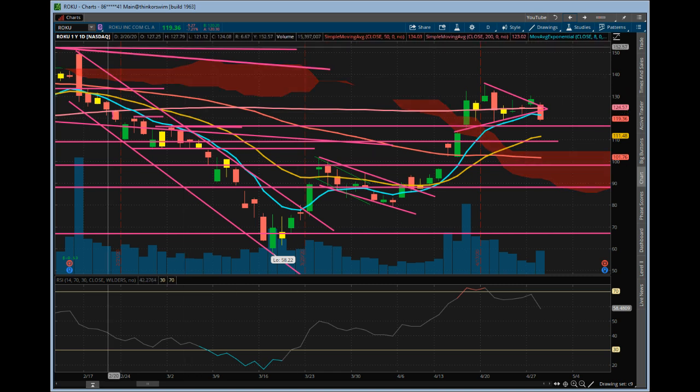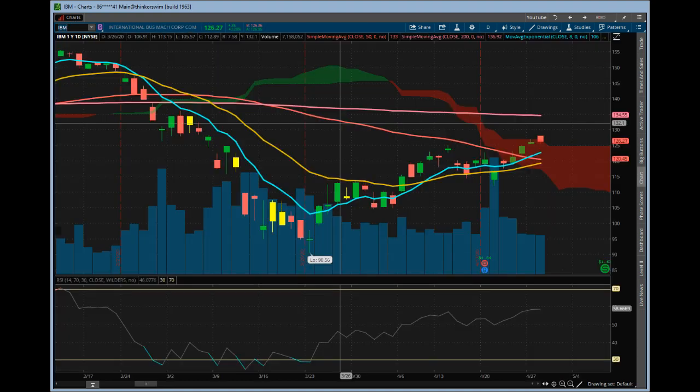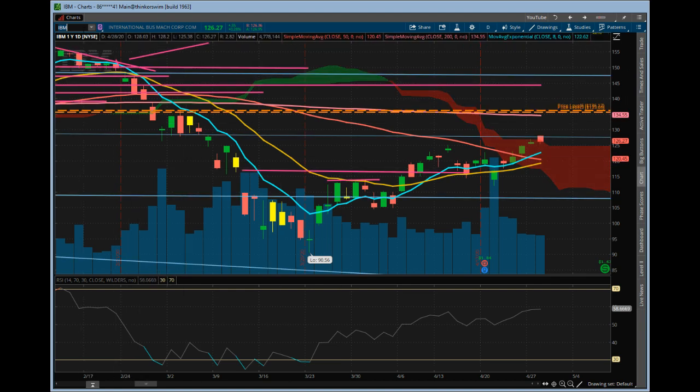Session, what's going on? Take a look. IBM. So IBM, interesting right here. It got to the cloud today, then pulled back into the cloud a little bit. So a little bit of caution on that one. See if that gets a move on that one.